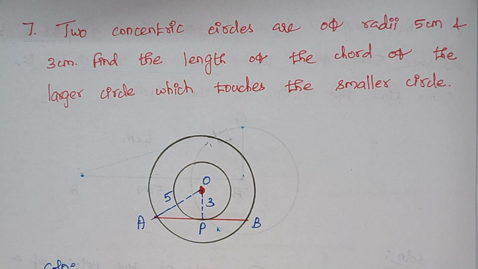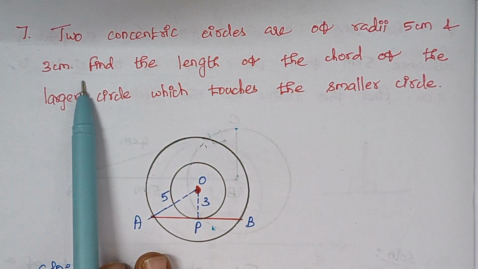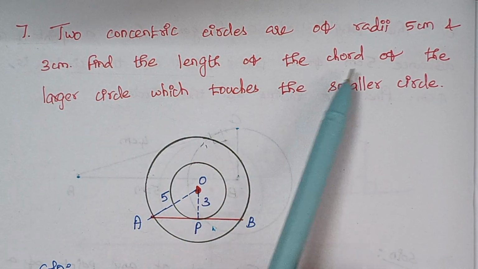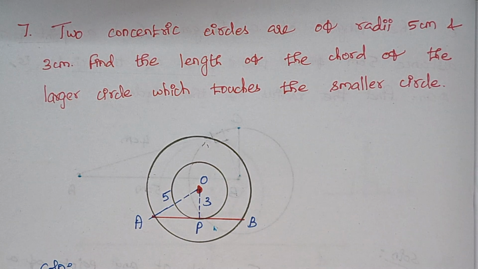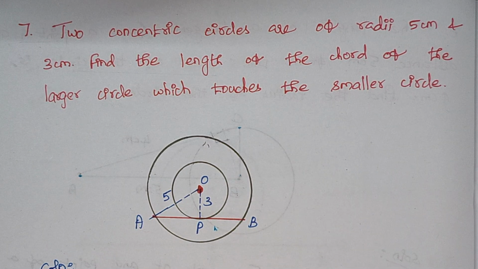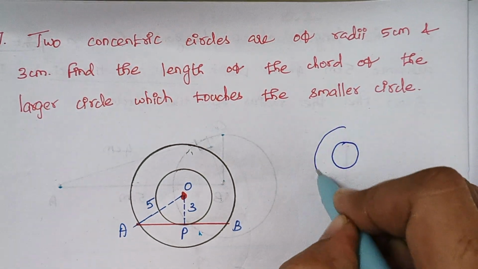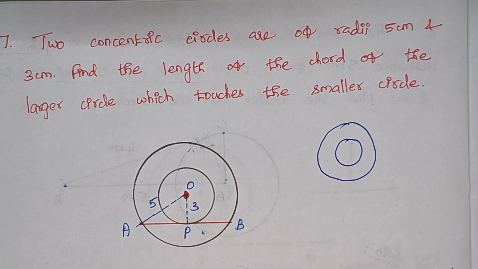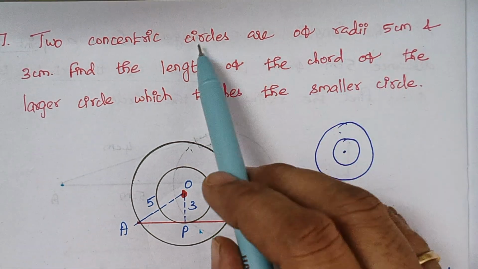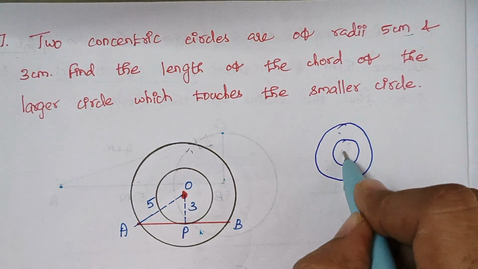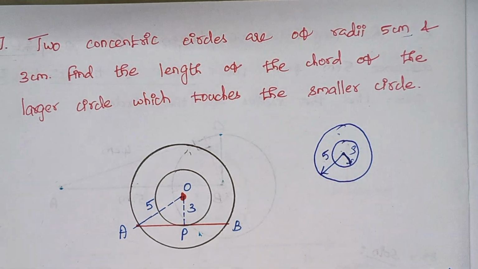So problem number 7. Two concentric circles are of radii 5 cm and 3 cm. Find the length of the chord of the larger circle which touches the smaller circle. So here we are having two concentric circles. What do you mean by two concentric circles? Circles having the same center but with a different radius. In this case, the radii of the circles are 5 and 3, so the radius of the inner circle will be 3 and the radius of the outer circle will be 5.